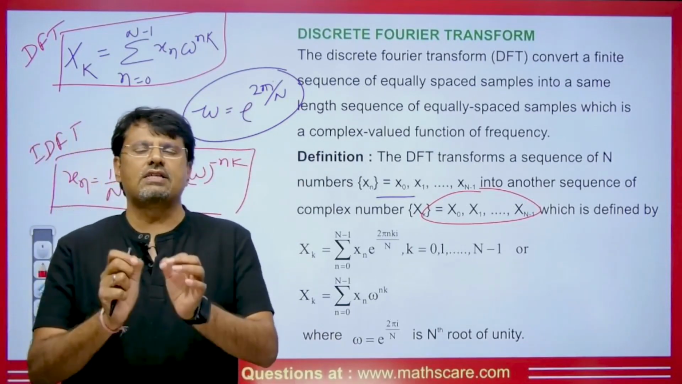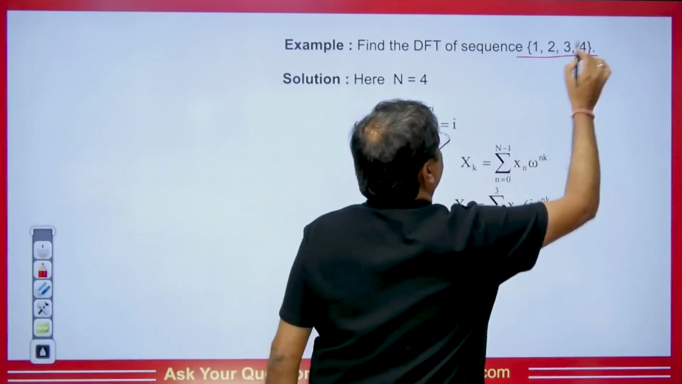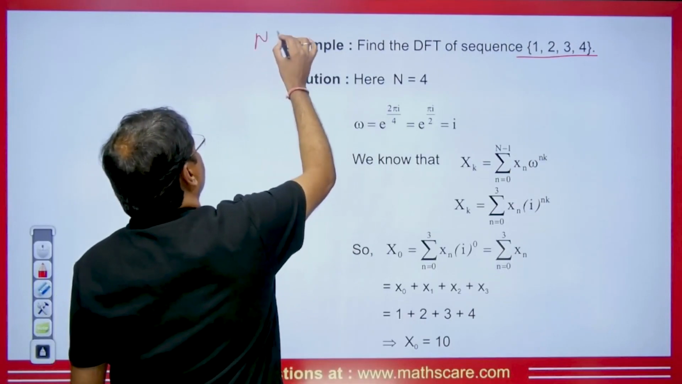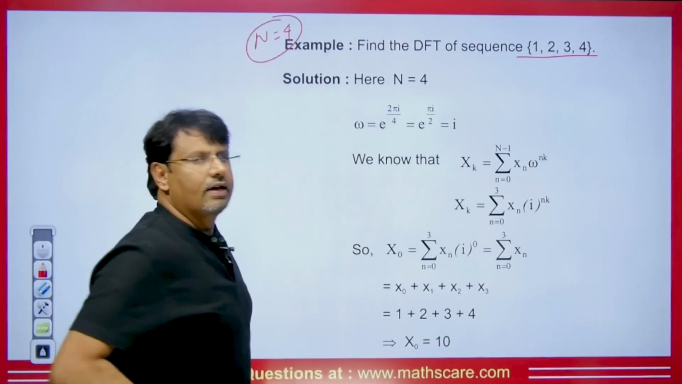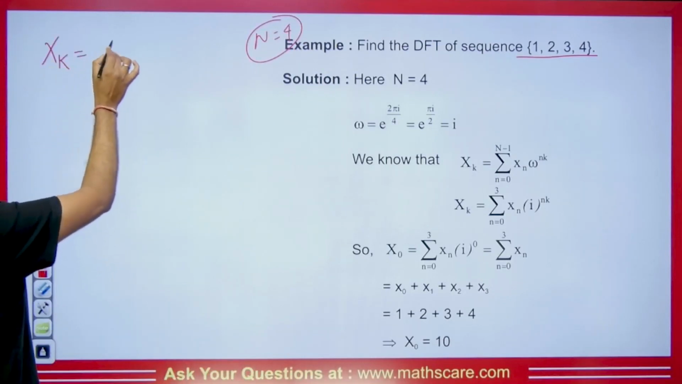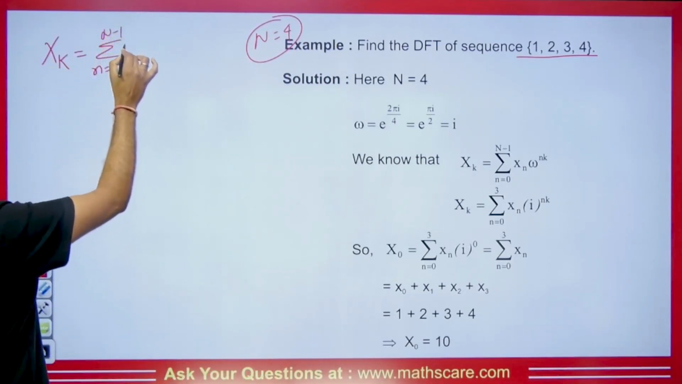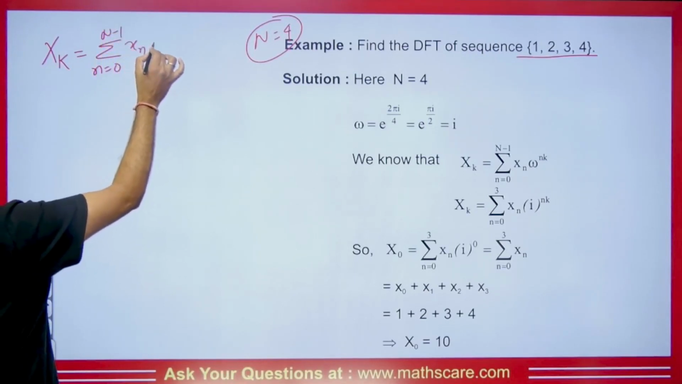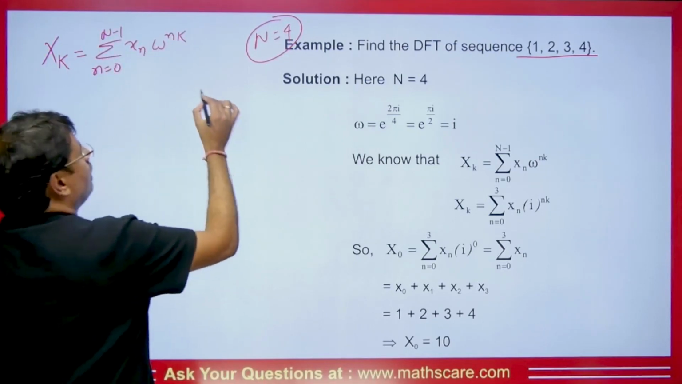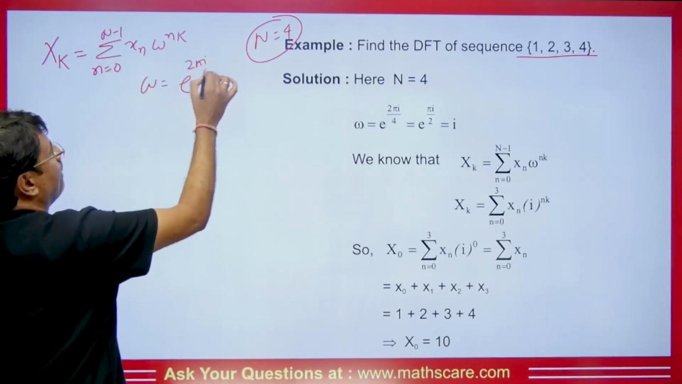Now I will try to explain through one example. Look here, we have a question given: find the discrete Fourier transform of this sequence, 1, 2, 3, 4. This means the value of this capital N is 4. What we have to do is find the value of capital Xk. We will get the summation of small n equal to 0 to capital N minus 1 of small xn, and here it will be omega raised to the power nk. Clear? And here what is the value of omega? The value of omega here is e raised to the power 2 pi i upon capital N.